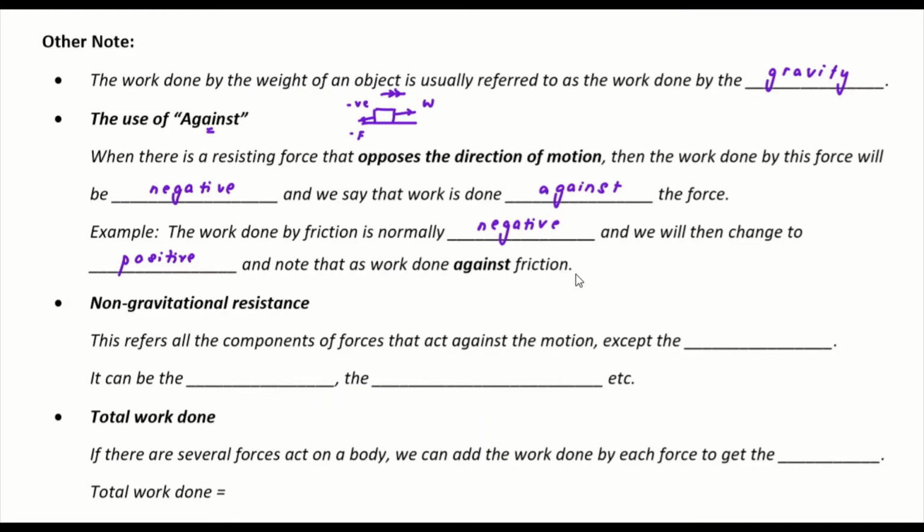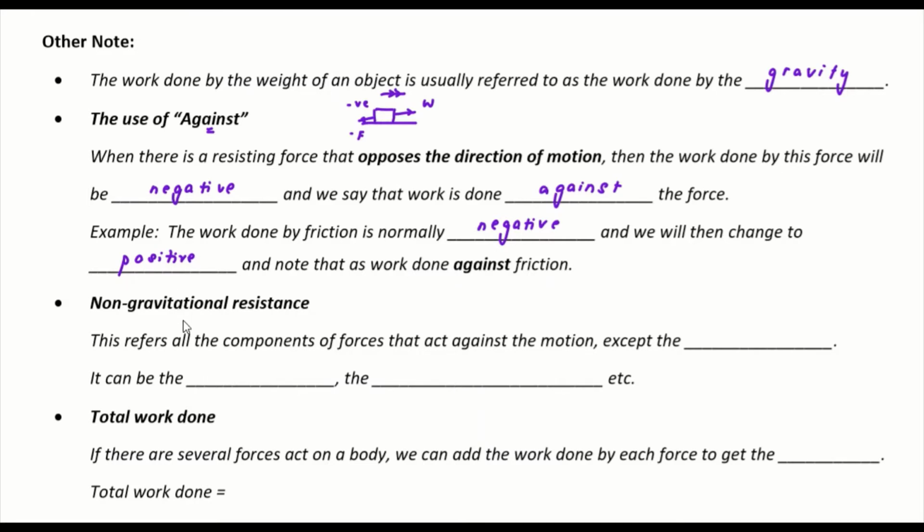Okay, so the idea is that I hope you understand that when we use the word against here, it's not the same thing as saying against this force. But the against is just that the force is against the direction of motion. So if you are writing work done by friction, then that will be negative. If you write it as work done against the friction, then it will be positive. Okay, so just like that.